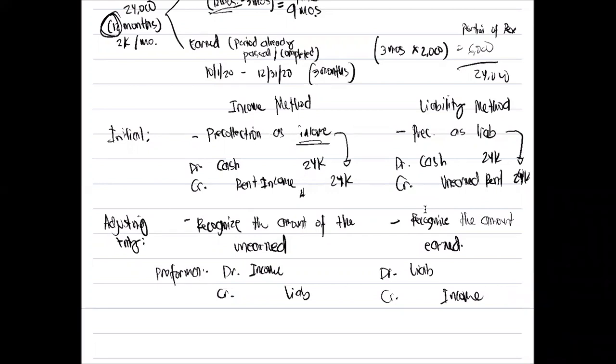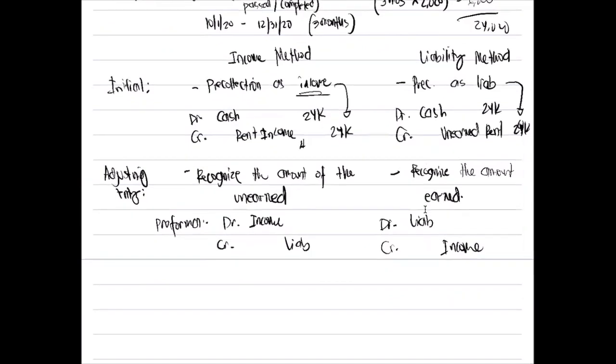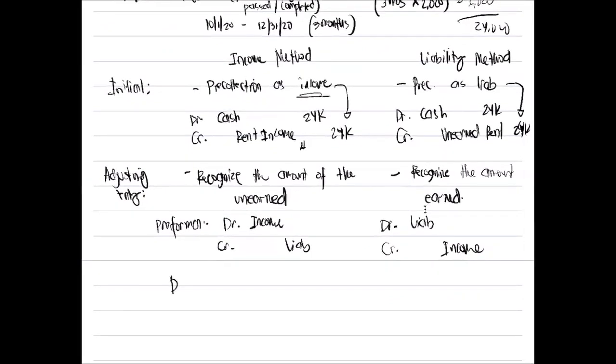Ngayon, gawin natin yung ating adjusting entry. So, we recognize the amount of the unearned. Ano daw yung pro forma dapat natin? Pagka ganito, we debit the income. So, ano yung income na na-recognize natin? Rent income. And then, we will credit the liability. So, ano yung tawag natin sa liability? Unearned rent income naman.